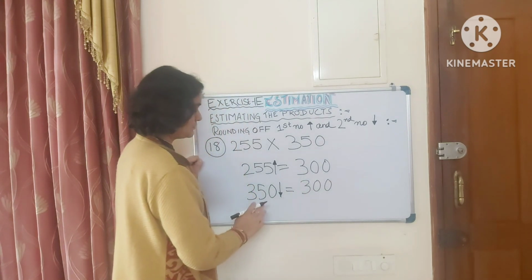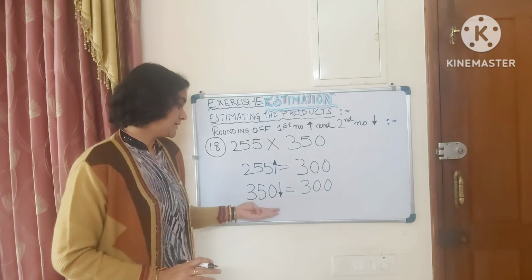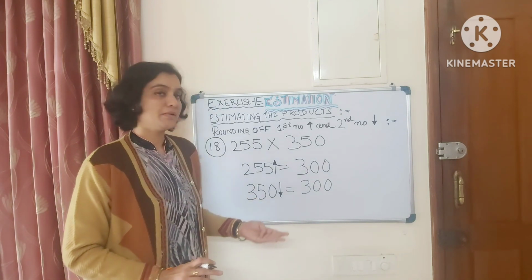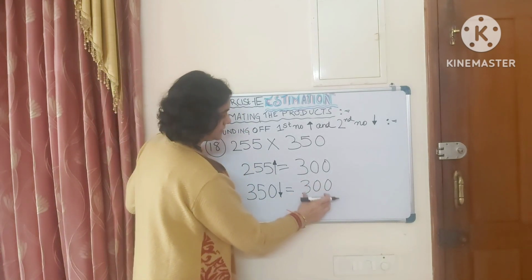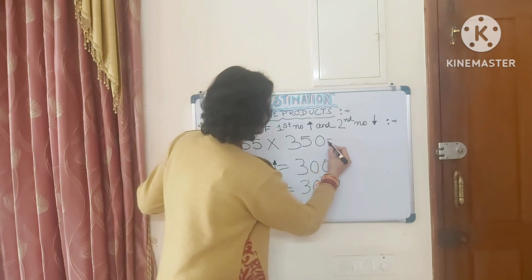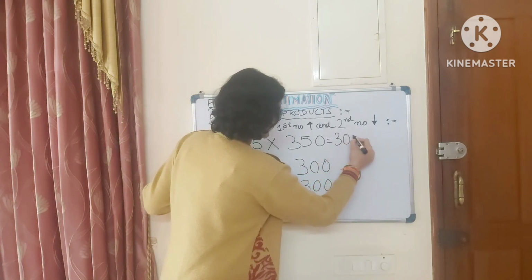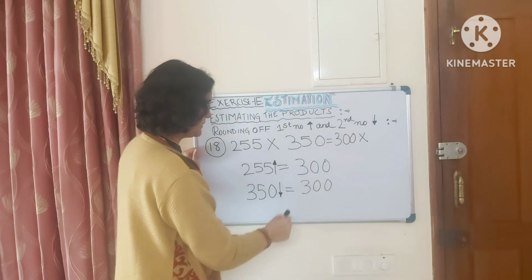If the question asked us to go upward for this one too, it would become 400. But here the question is asking us not to estimate it upwards. It is asking us to estimate downwards. So it will become again 300. So 255 when estimated upwards became 300, and when 350 was estimated downwards, it became 300.